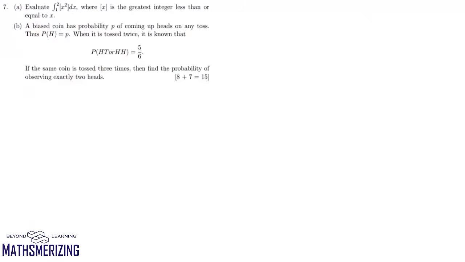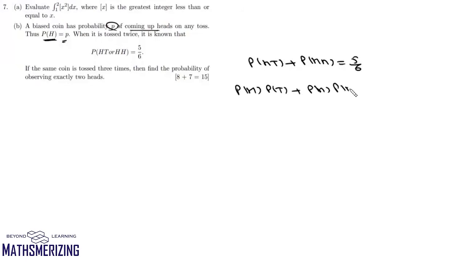Now this part B is, a biased coin has probability P of coming up heads on any toss. So we have taken PH as P. When it is tossed twice, it is known that the probability of heads tails or heads heads is 5 by 6. Now we can write this probability as probability HT plus probability HH, and this is 5 by 6. Now since events are independent, we can write PH into PT, PH into PH, and this is 5 by 6.